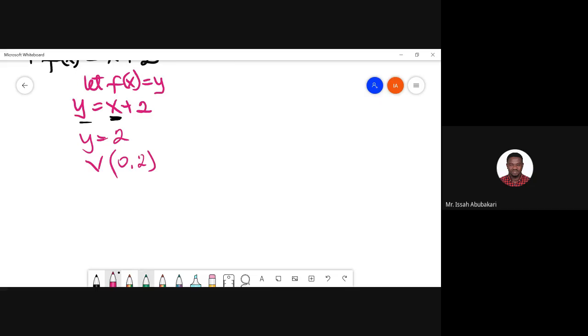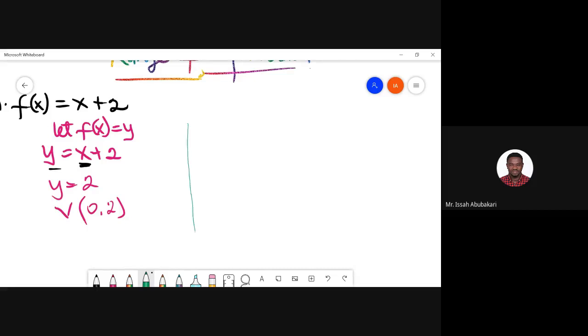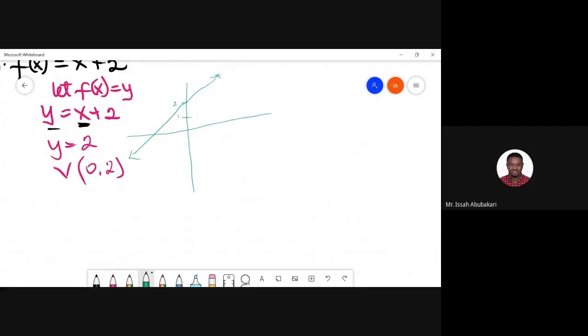Now let's plot this one. So plotting this, we are going to get something like this. X is 0, y is positive 2. So y is positive 2, 1, 2. So we get like this. And we draw, because it's linear, it slopes downward from right to left. So we are going to pass it through positive 2 like this.